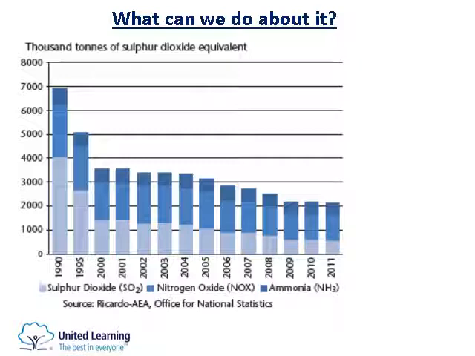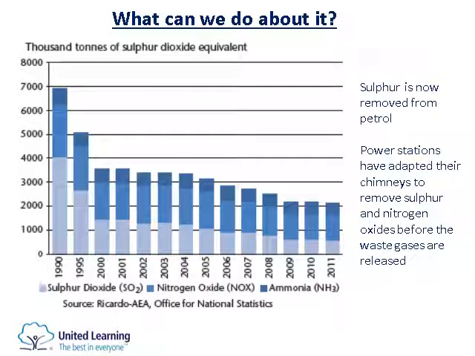So what can we actually do about the effect of burning fossil fuels? We've taken steps in terms of removing sulphur from petrol, so that's reduced the amount of sulphur dioxide being released. But also power stations which burn fossil fuels have adapted the chimneys which remove sulphur and nitrogen before it's released into the environment, which reduces the effect of acid rain.